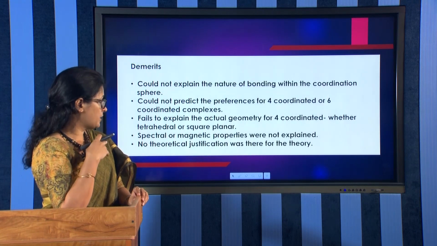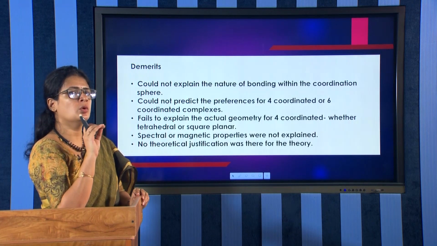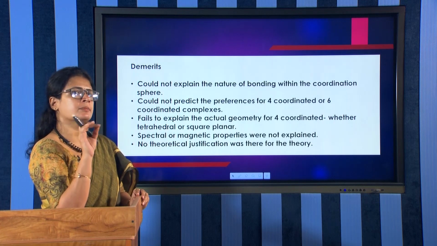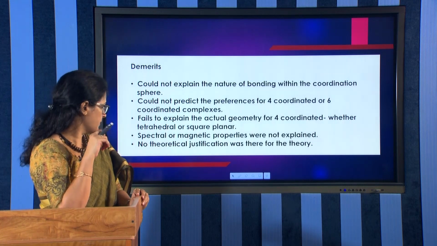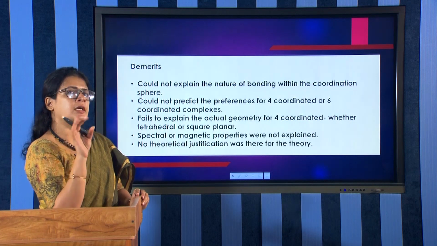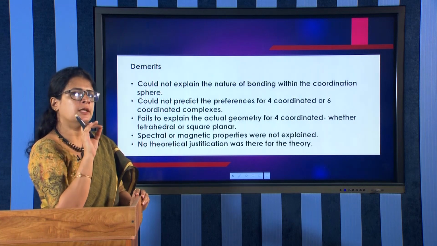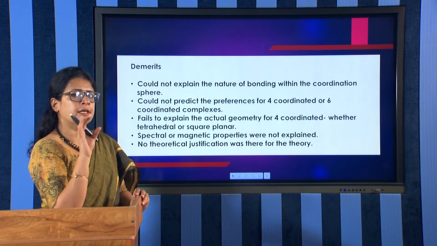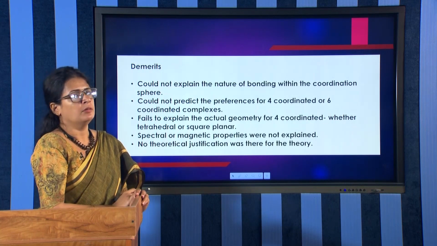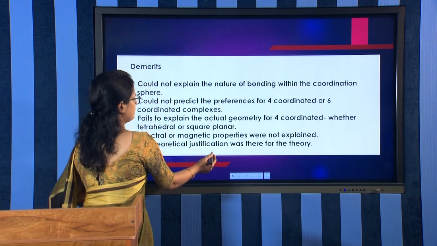Next, spectral or magnetic properties were not at all explained by this theory. It could not explain the magnetic or spectral properties of the complexes. And altogether there was no theoretical justification for the theory. Since it is a very primitive theory, no theoretical explanation was given. These are the demerits of Werner's coordination theory.